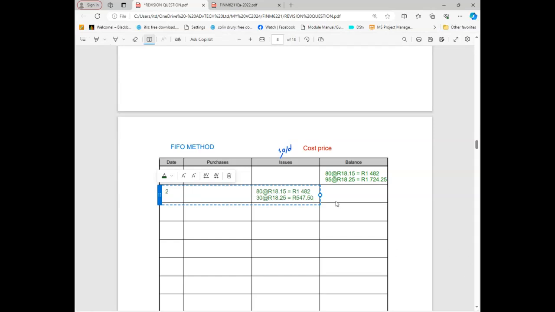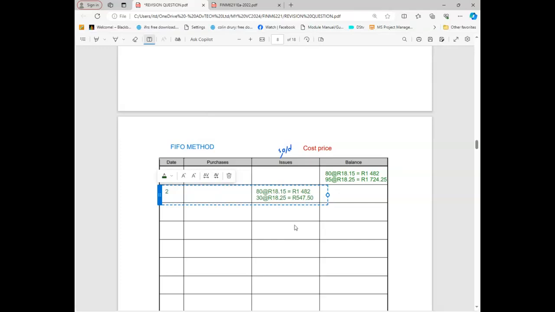Now, let's go to balance. How much stock do you still think that we still have left? Do you still have anything left after selling? No, because we sold all the stock. No, we didn't sell all the stock. We only sold how? Before we sold, how much was the stock available all in all? Before we sold, sir, it was 110 units given in the question.